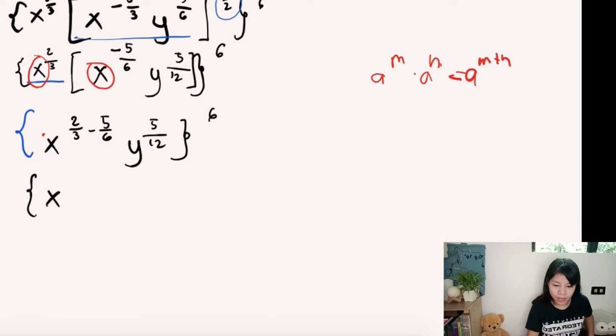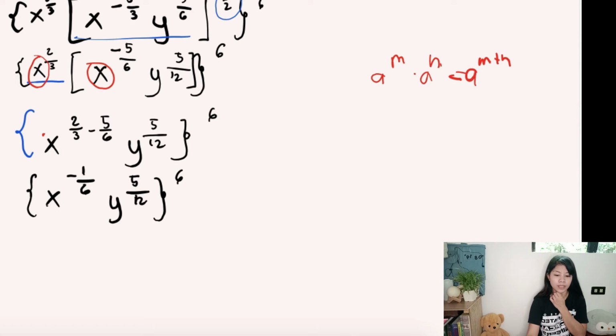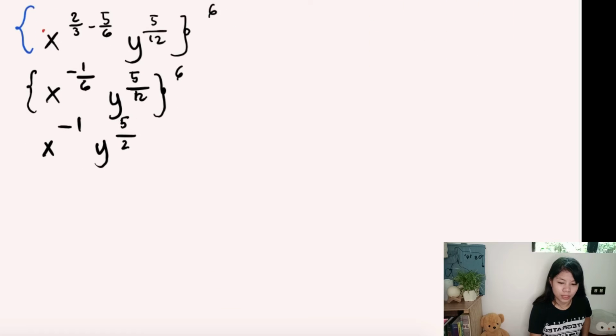Then, let's simplify. X raised to 2/3 minus 5 over 6. Calculate guys. 2/3 minus 5 over 6 is equal to negative 1 over 6. Then, y raised to 5 over 12. Huwag natin kakalimutan na meron pa siyang 6 na nasa labas. Kaya hindi pa natin inaalis itong bracket. Let's multiply this. Copy the base, x. Multiply natin. Negative 1 over 6 times 6 is equal to negative 1. Y raised to 5 over 12 times 6 will be y raised to 5 over 2. So, hindi pa dyan natatapos, guys.